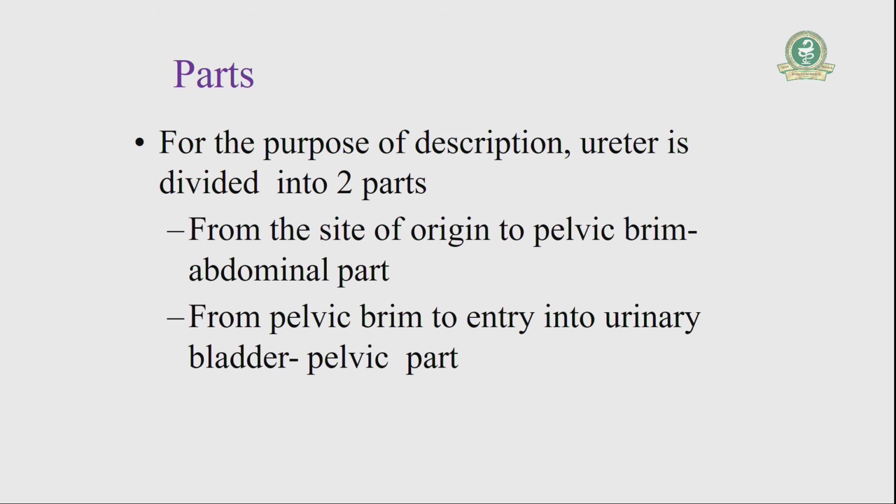Parts. For the purpose of description, the ureter is divided into 2 parts: from the site of origin to the pelvic brim, the abdominal part, and from the pelvic brim to entry into the urinary bladder, the pelvic part.